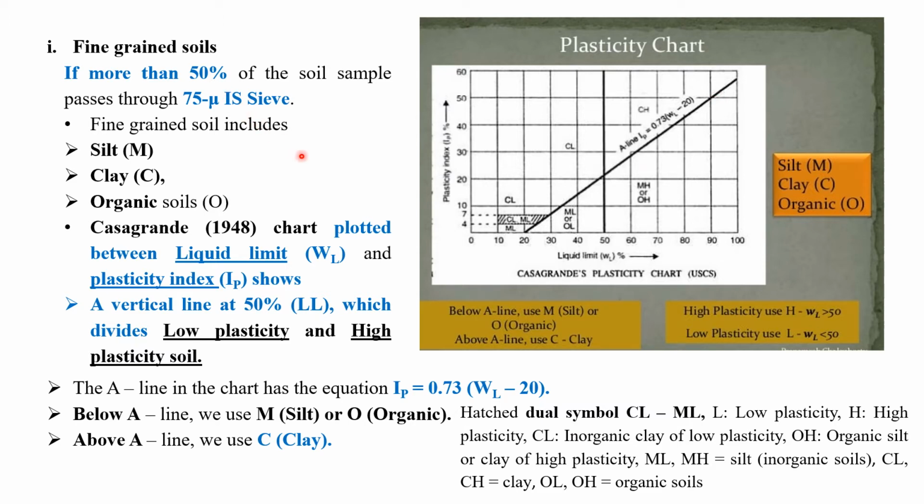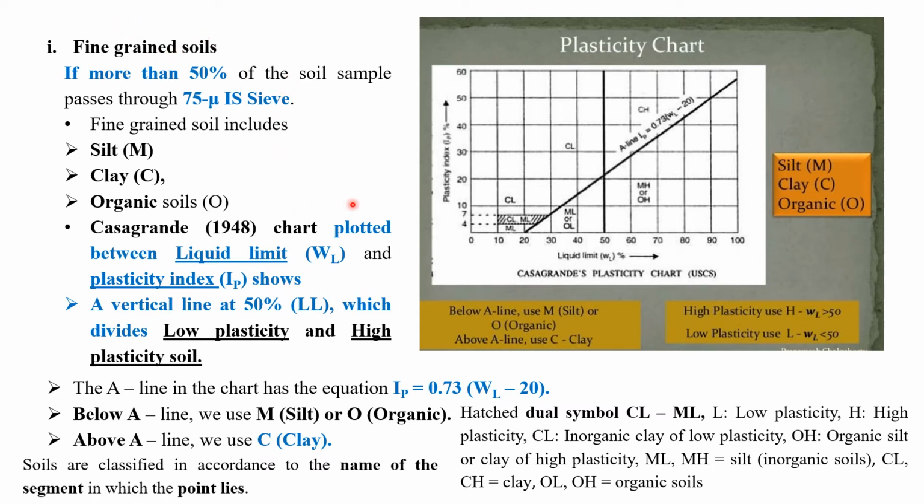So that was fine grain soil. This chart you also have to keep in mind when we are going to discuss the unified soil classification for the coarse grain soil. So let us see this next line. What it said: the soils are classified in accordance with the name of the segment in which the point lies. जैसे आपने जो डाटा कलेक्ट किया, for a particular soil you have determined the liquid limit or plasticity index.